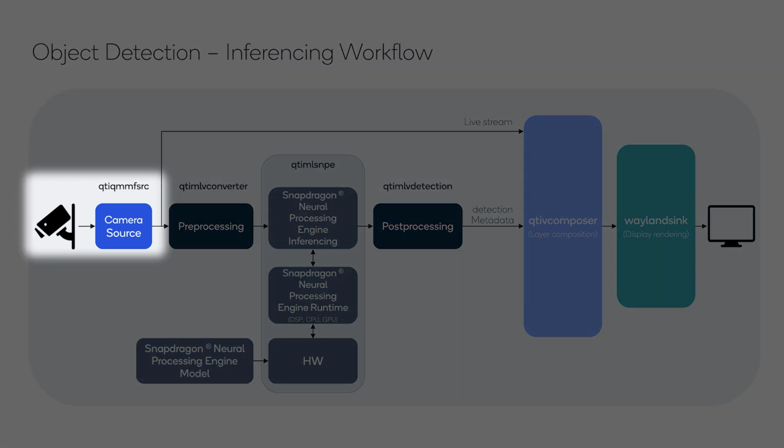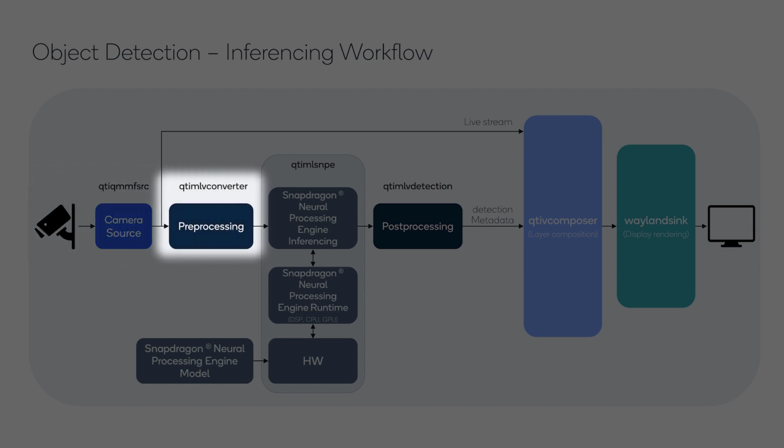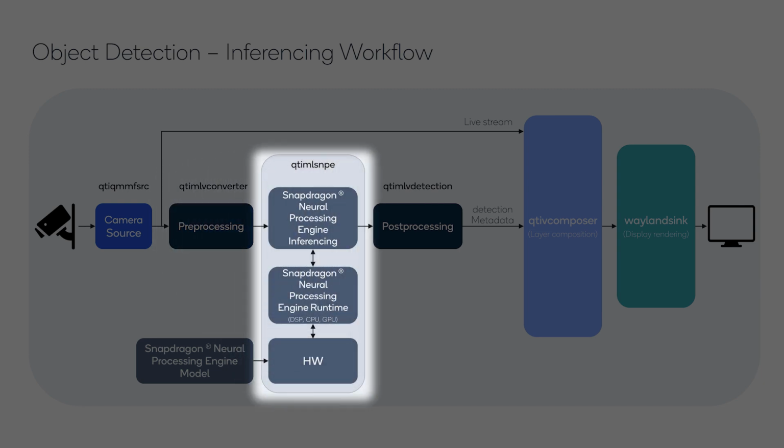Livestream from camera is captured using QTI QMMF source plugin, which is a GStreamer plugin. A pre-processing element such as QTI MLV converter takes the camera feed and prepares a tensor to be input to the QTI ML Snappy plugin. The QTI ML Snappy plugin is specifically designed to interact with the Qualcomm Neural Processing SDK.